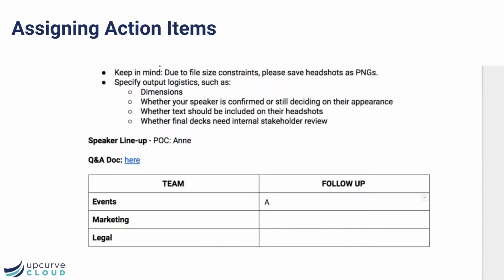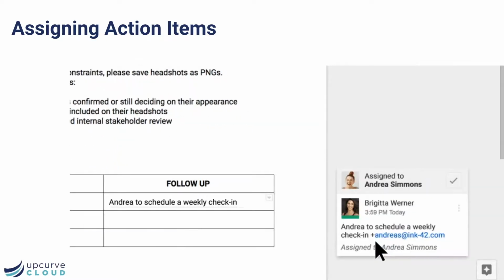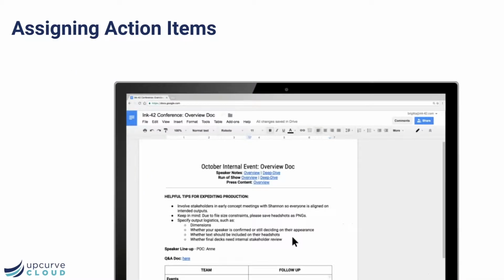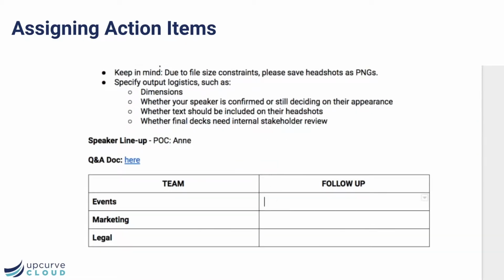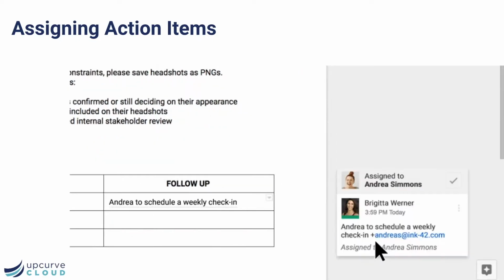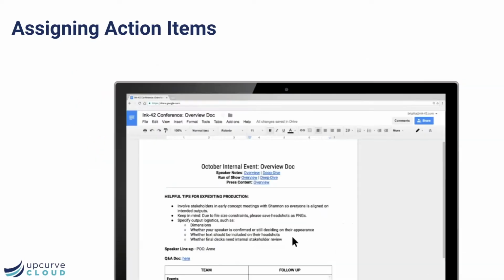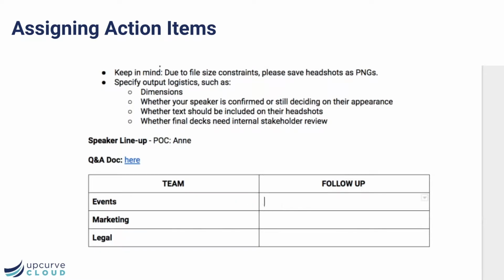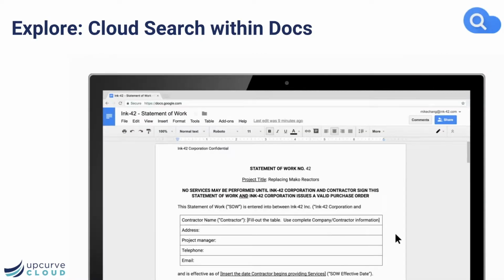Assigning action items and explore within Google Docs. So you can now assign a specific task to somebody from within a Google Doc just by doing the @mention. And once they've completed that task, you will be notified that that person has completed it. So this, again, saves a lot of time from having to go find out if somebody did what they were supposed to do. And then using the Explore button.